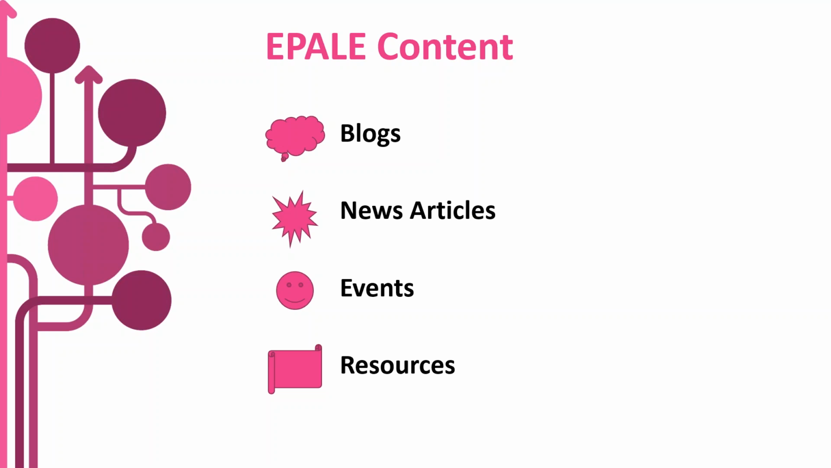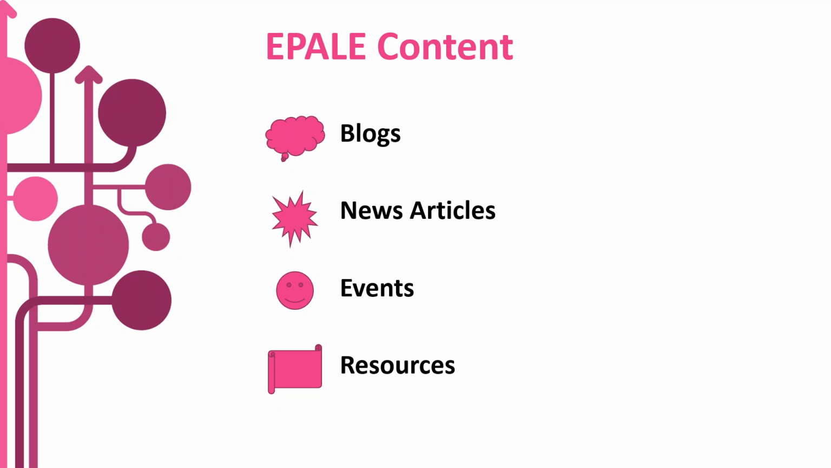News articles are a way to let the Apale community know about upcoming UK events, calls for funding, new programs, policy developments, and more. A news article is much shorter than a blog. It's only 100 to 300 words long because we want to keep it short and snappy.